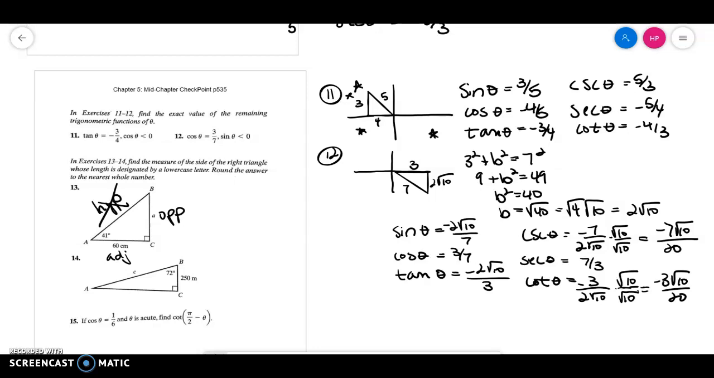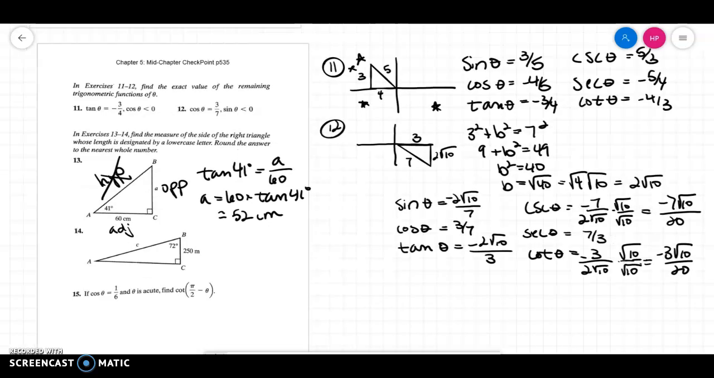And then I am forced to use the tangent of 41 because that involves my opposite side and my adjacent side. To solve for A, I would multiply 60 by the tangent of 41 degrees, making sure that my calculator is in degree mode. And we should get 52 centimeters when we round to the nearest whole number.